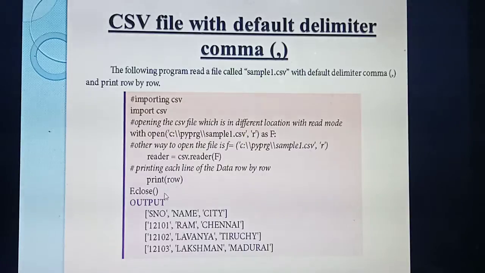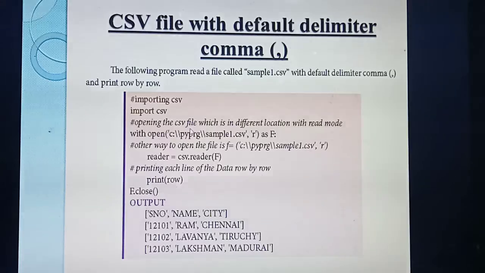So first thing is you are going to import the file: import csv. Next, you are going to open a file: with open(), from which location you are going to open, as file object f. Then to read a file, you are giving the reader function: reader equal to csv.reader(f), with that file object f. Next, you print each data row by row: print(row). Then last step, you close the file. This is the file. See the output.